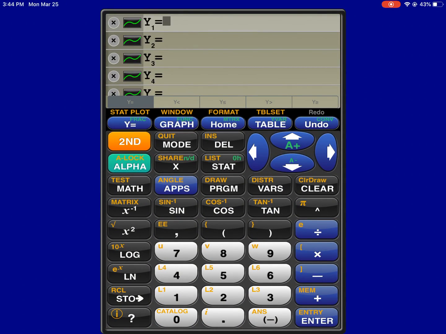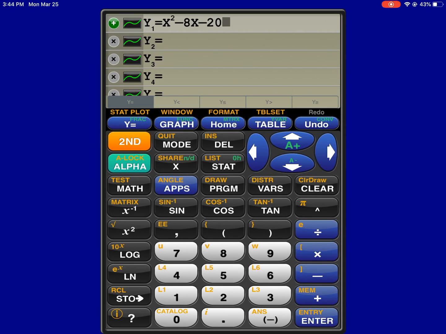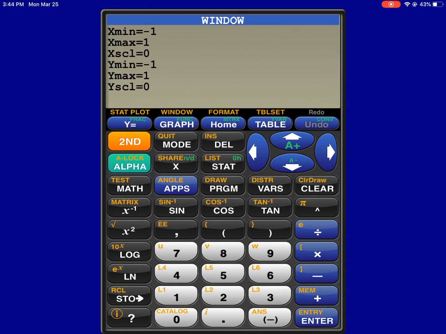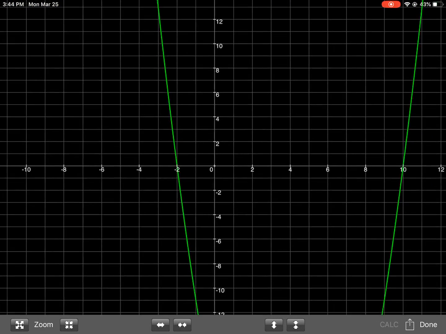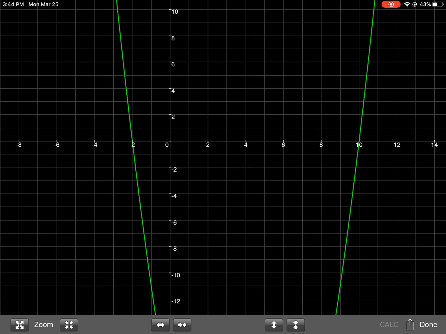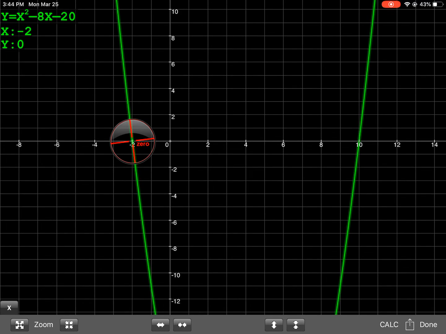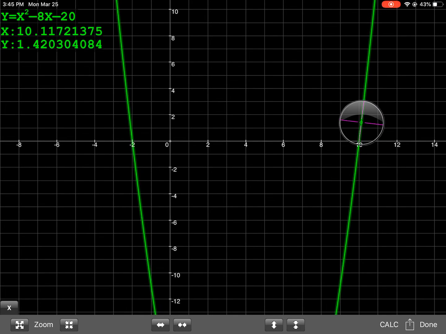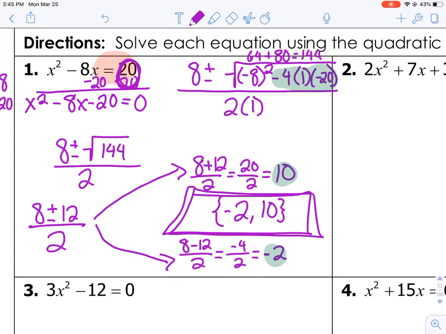Actually, let's just look at it on a graph. Y equals x squared minus 8x minus 20. Let's see what my graph looks like. When I look at my graph, I can see that it's crossing right here at negative 2, and it's also crossing right here at positive 10, which is exactly what our quadratic formula just told us, that we'd cross at negative 2 and positive 10.